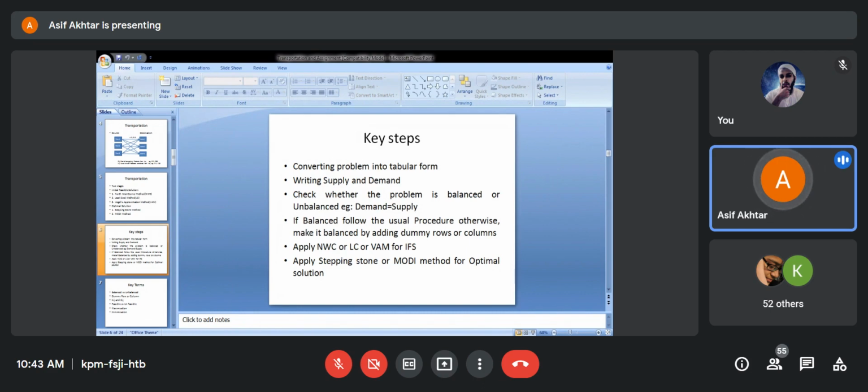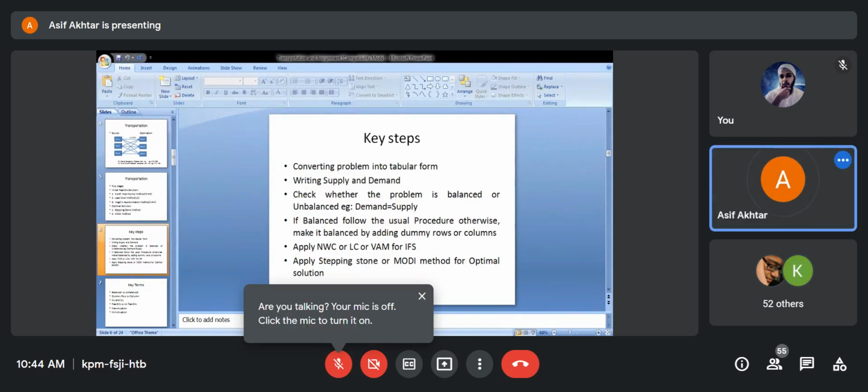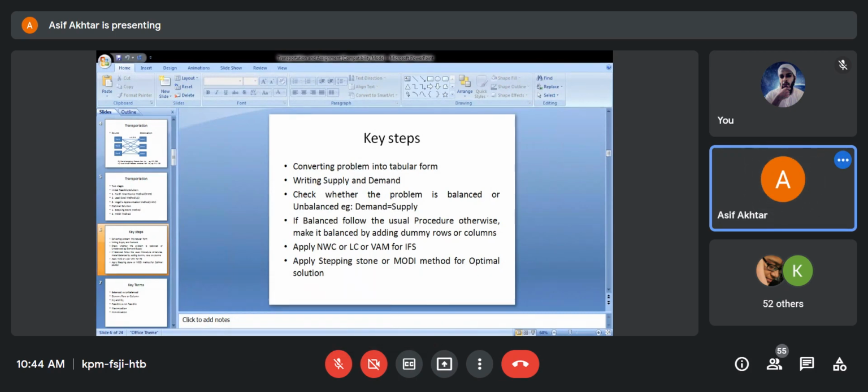ये बड़ी इंटरेस्टिंग बात है कि जो मेथड आपको बताया जाने जा रहा है वो बैलेंस्ड के लिए बनाया गया है, लेकिन अगर प्रॉब्लम अनबैलेंस्ड है तो पहले हमें उसे बैलेंस करना होगा. You cannot apply the method for unbalanced. What do you mean by balanced and unbalanced? सर जब डिमांड और सप्लाई इक्वल होंगे तो वो बैलेंस्ड होगा, और जब डिमांड और सप्लाई अनइक्वल होंगे तो वो अनबैलेंस्ड होगा. So that is what we have: demand and supply. We have to restrict ourselves to only the issues which are related to transportation.